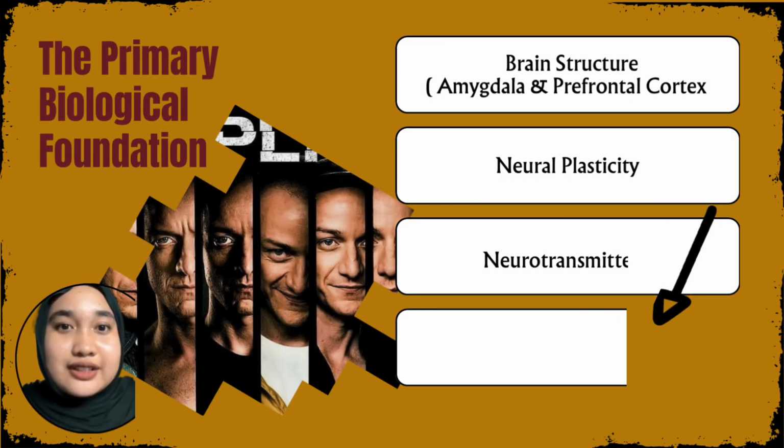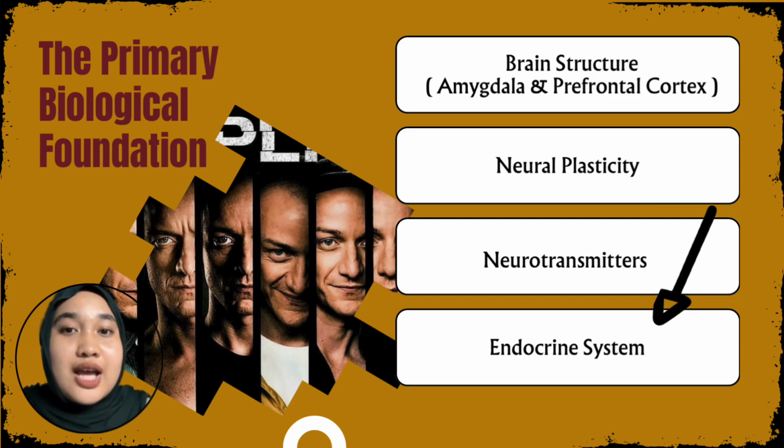And finally, the endocrine system is another factor, especially in Kevin's transformation into the beast. Hormones like adrenaline could explain his increased strength and endurance, even though these changes are exaggerated in the film.